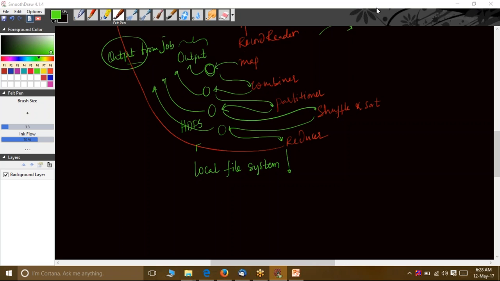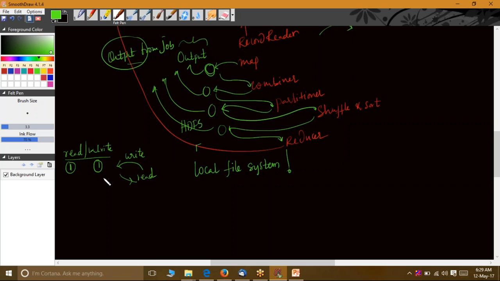Yeah, so if you look closely here, what is all happening? The output of the map phase is written to the local file system. When the output from the map phase is written to the local file system, that is one write, and again one read. If you count the reads and writes: one write, one read, one write, and one read.